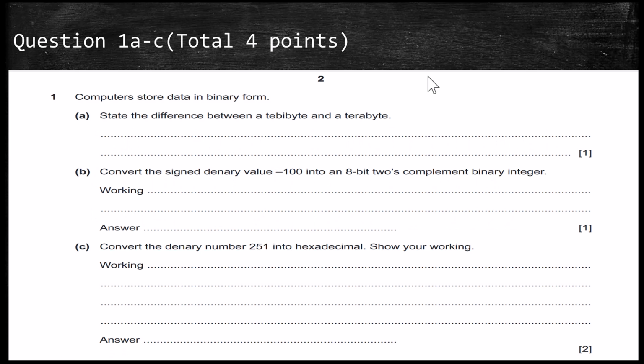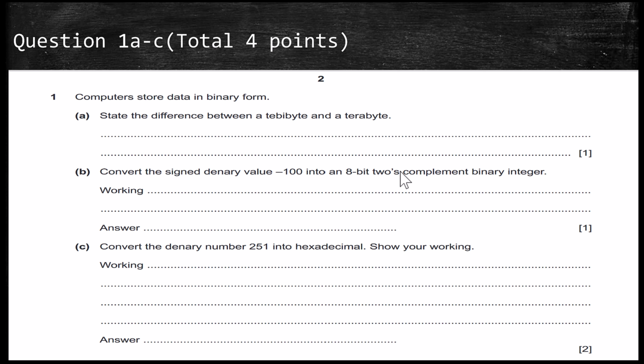So computers store data in binary form. Just this first section, the first page, we have 4 points that we can earn on this Paper 1 exam. Binary, denary, hexadecimal, it will come up. You're going to have at least one 2's complement problem, which we can see in B. So you want to know how to work this out.